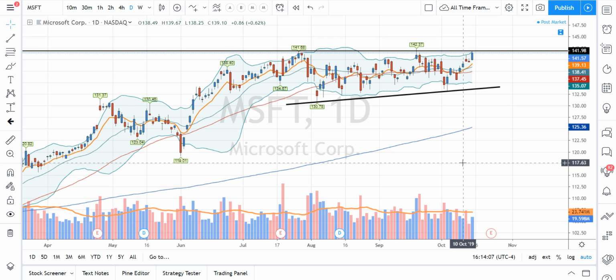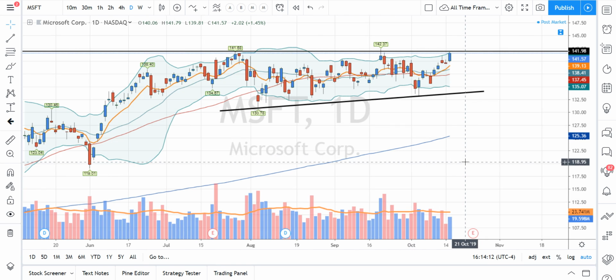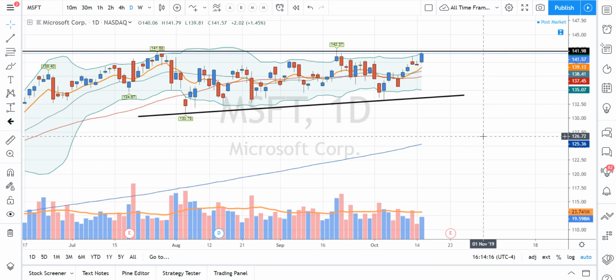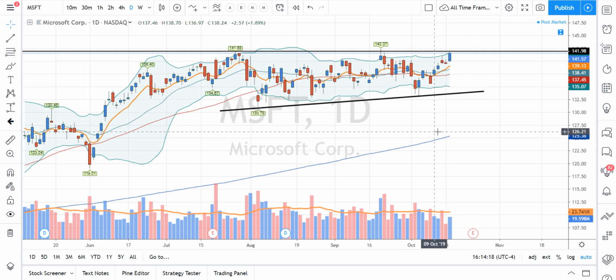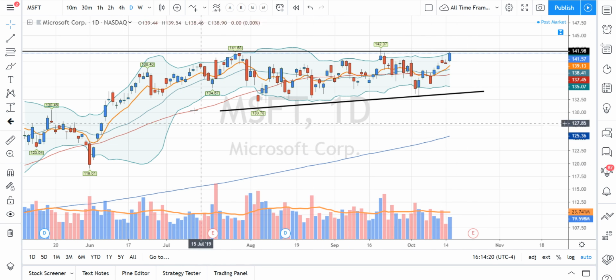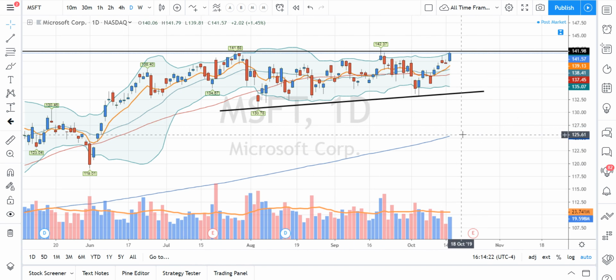Let's take a look at Microsoft. And the reason I want to look at Microsoft, no, not because the new version of Fortnite just came out, and I'm sure your kids are really excited about the new version of Fortnite, but because Microsoft is one of those stocks that I've been watching for a while, but it really hasn't given me a clean entry. But we may get one here soon.